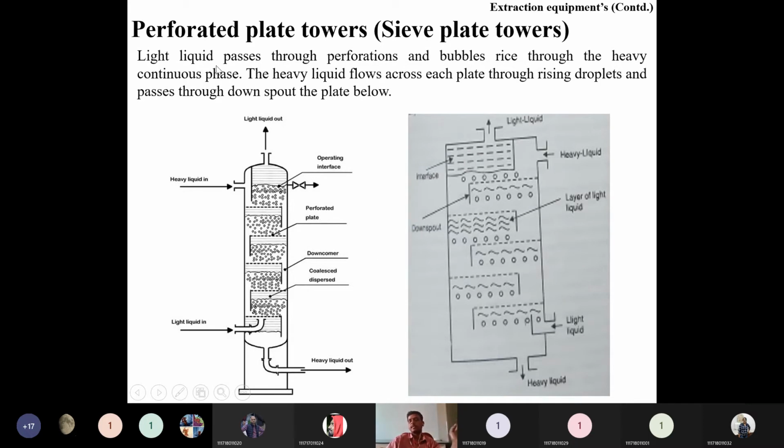So it is written: the liquid phase passes through the perforations and bubbles rise through the heavy continuous phase. The heavy liquid flows across each plate, past the rising droplets, and passes through the downspout of the plate column. Downspout means this one, or we can say downcomer. So it will be flowing like this. This is the operation which is going to happen.